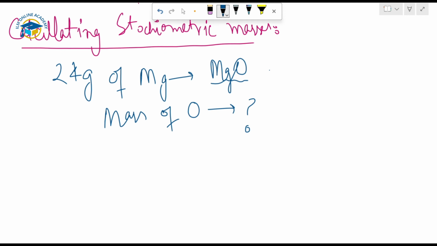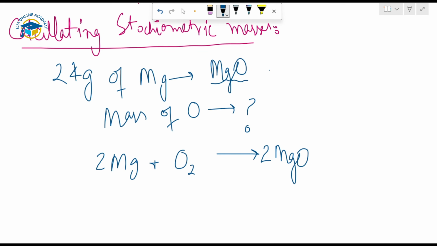The chemical symbol equation for this one will be magnesium reacting with oxygen gas, the magnesium ribbon reacting with the oxygen gas, and it will produce magnesium oxide. First we will balance this equation by writing in the coefficients. First of all, you should know which formula we'll be using here.